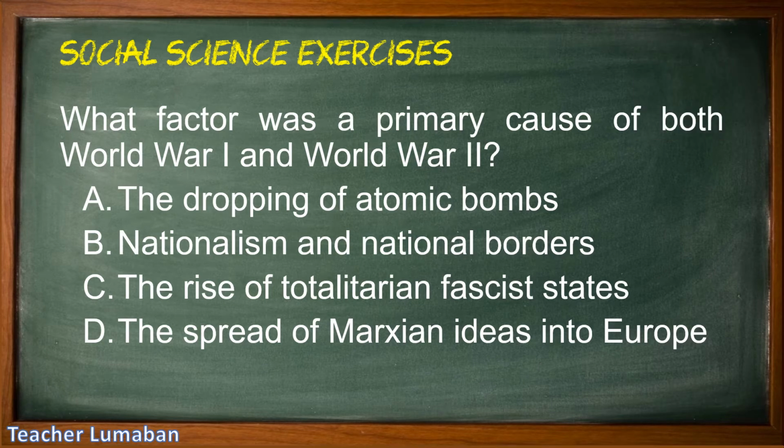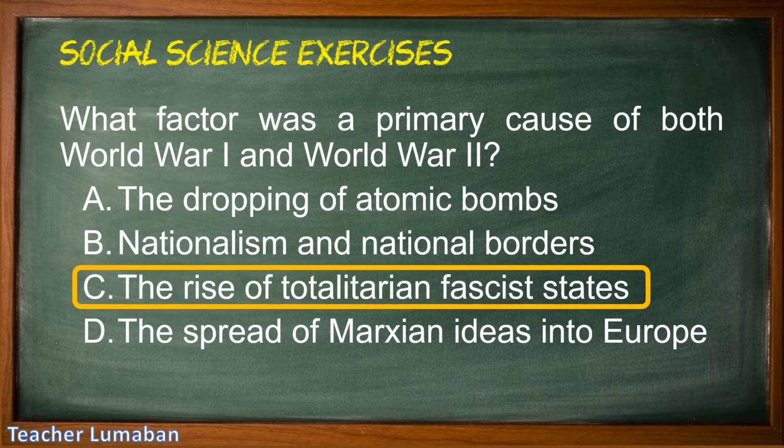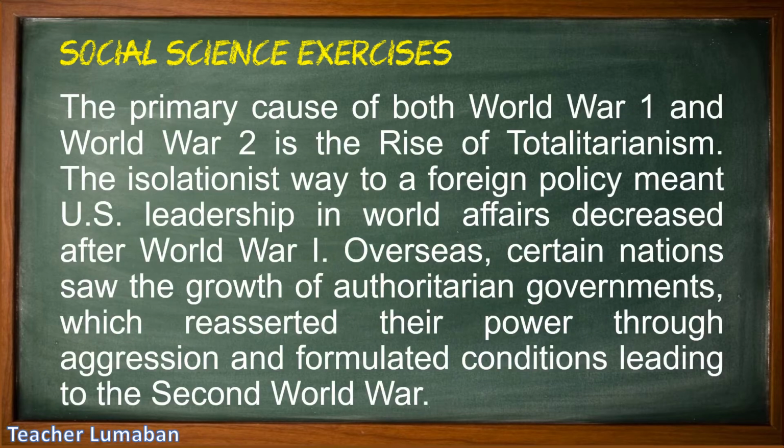The correct answer is letter C. The rise of totalitarian fascist states. The primary cause of both World War I and World War II is the rise of totalitarianism. The isolationist way to a foreign policy meant U.S. leadership in world affairs decreased after World War I. Overseas, certain nations saw the growth of authoritarian governments, which reasserted their power through aggression and formulated conditions leading to the Second World War.